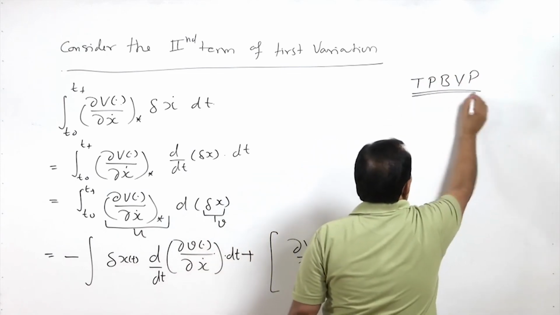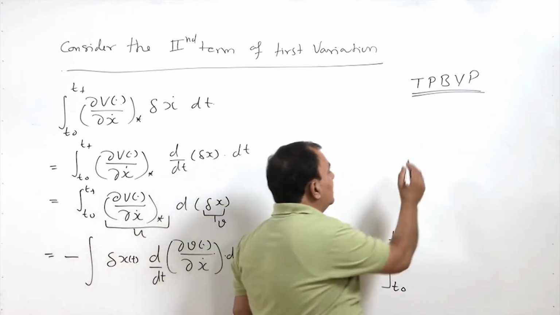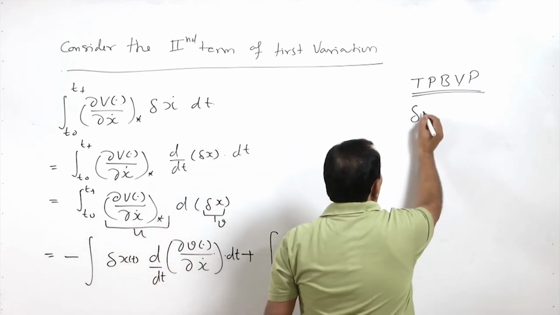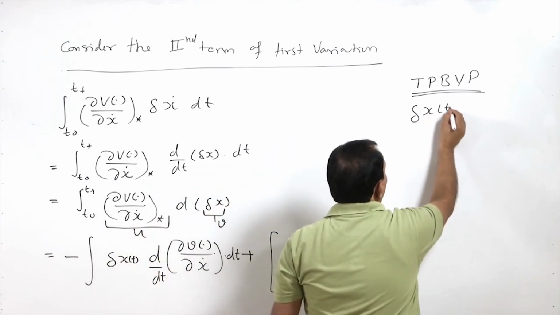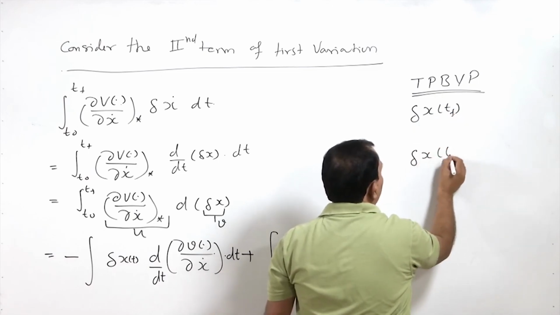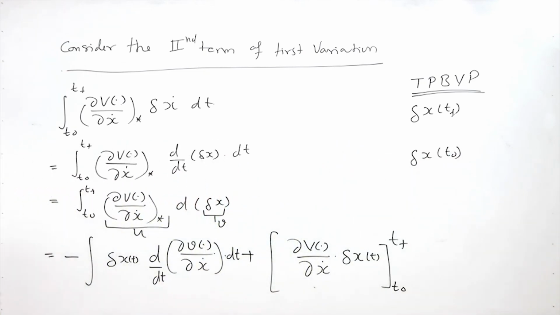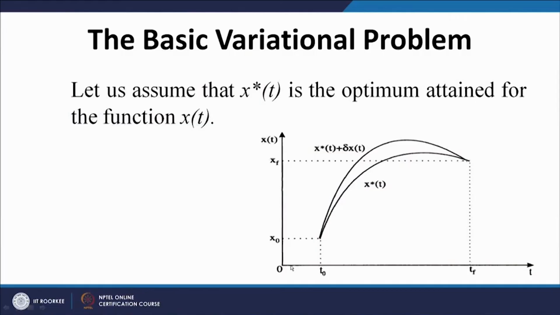TP-BVP, 2 point boundary value problem, if we are considering. So, this means I have one term delta x of Tf and another term delta x of T0, and as we have considered the case, at T0 my value is fixed. So, there is no delta x of T0, this will be 0, and at Tf again my point is fixed. So, this will be delta x of Tf.